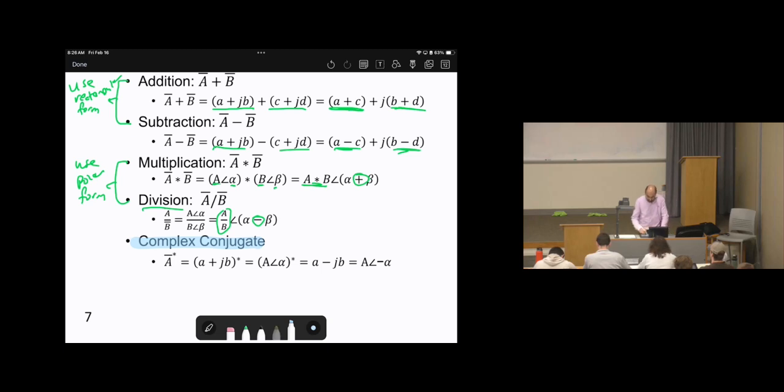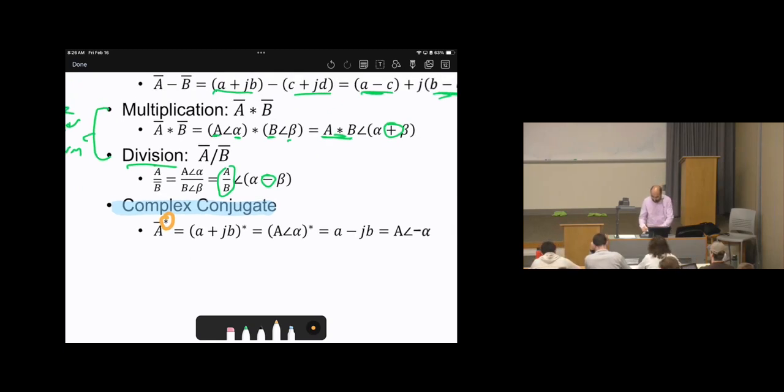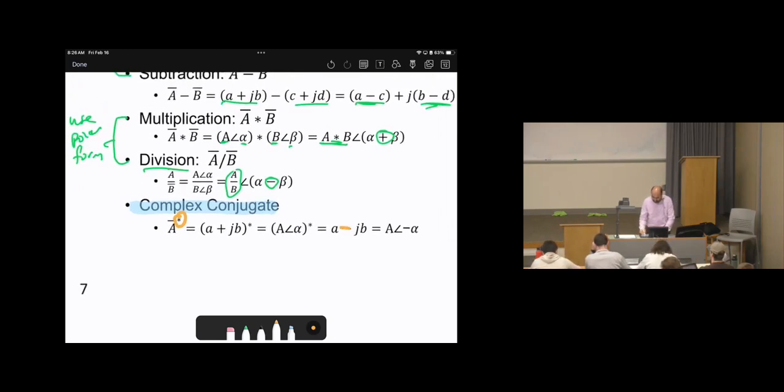So conjugate means we will replace that by a star above that quantity. The conjugate means put a negative sign of the angle or negative sign of the imaginary part. Or actually flip the sign.